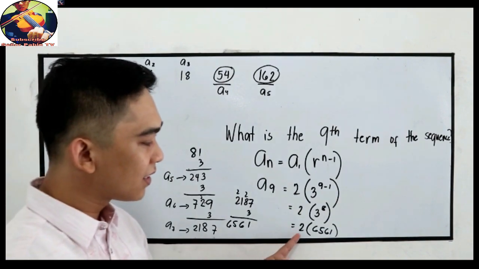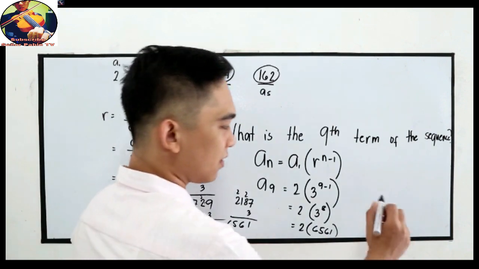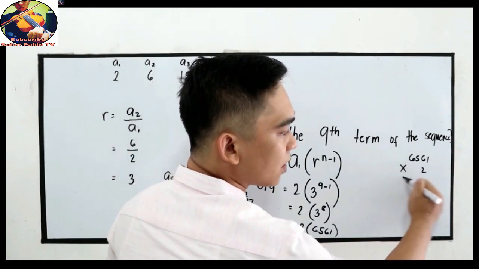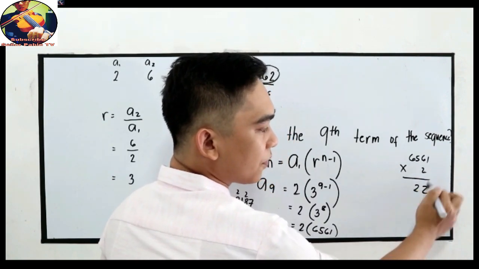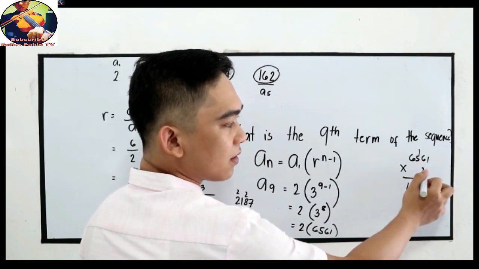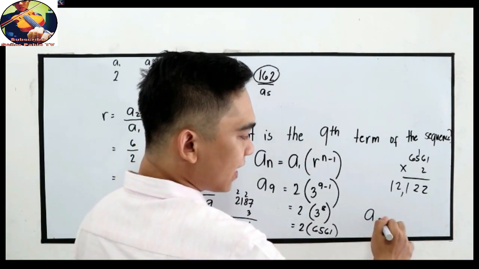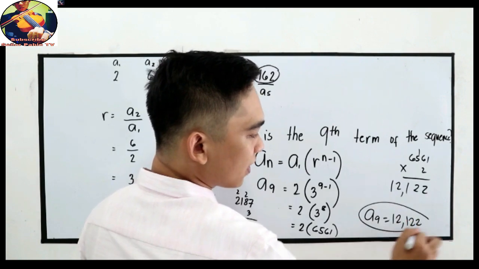Next, 2 times 6, 5, 6, 1. So, multiply natin 6, 5, 6, 1 times 2. So, 6 times 2, 12. Carry 1. 2 times 5, 10 plus 1, 11. 6 times 2, 12. So, our A9 is 13,122. Ayun.